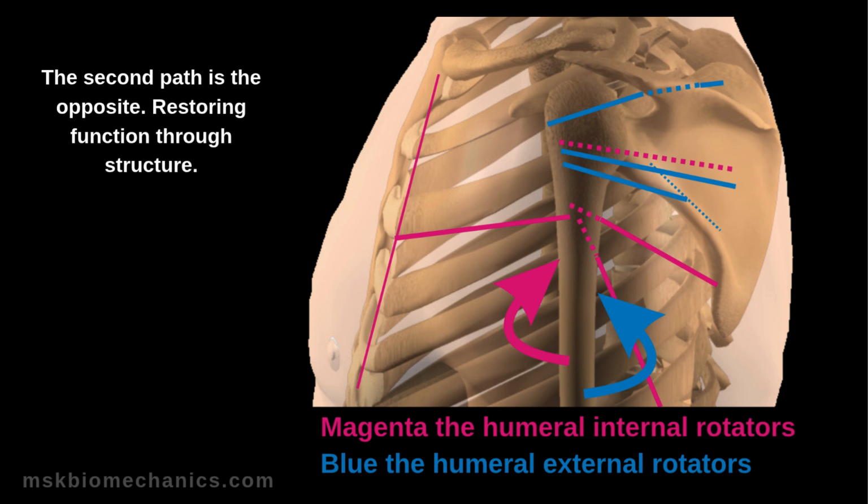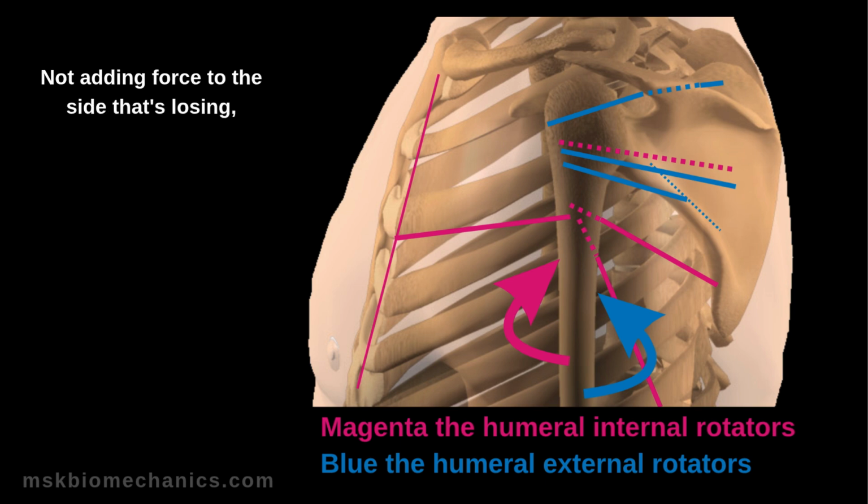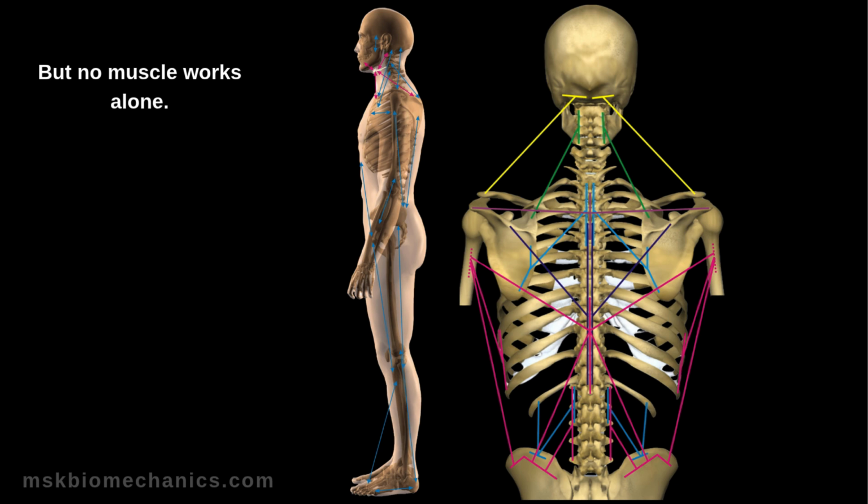The second path is the opposite, restoring function through structure. Not adding force to the side that's losing, but taking traction off the side that pulls too hard. Putting the wheel alignment right, instead of learning to drive a car that pulls to one side. It's a different paradigm, but no muscle works alone.